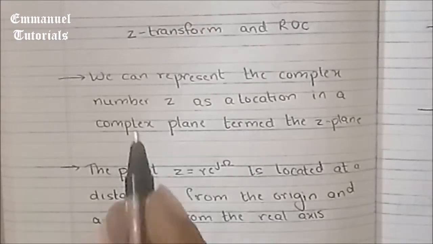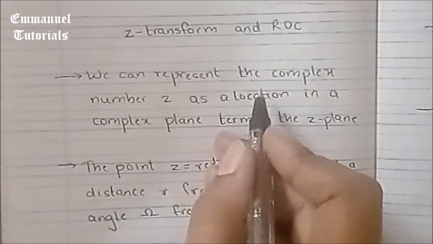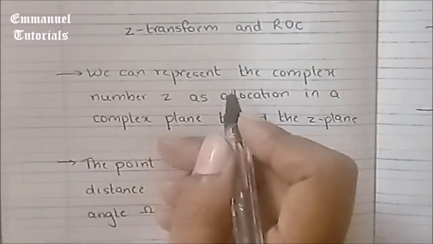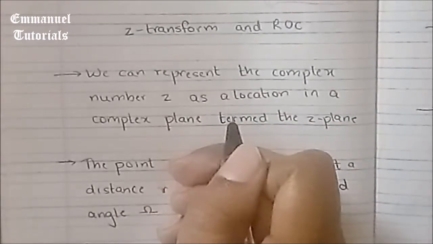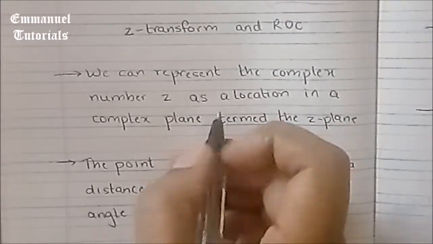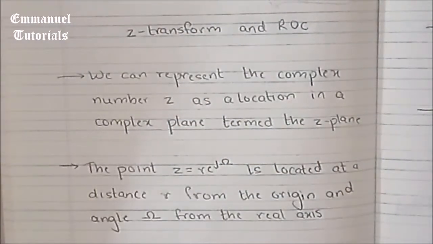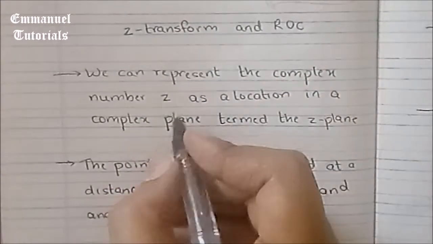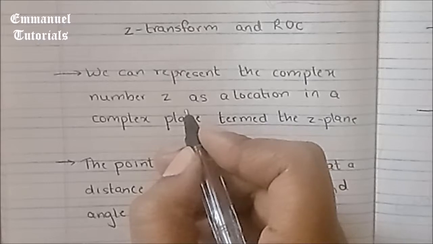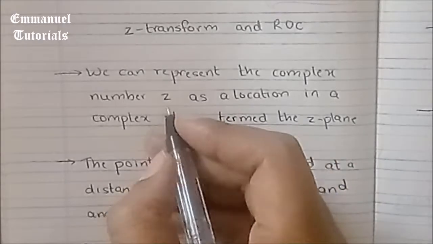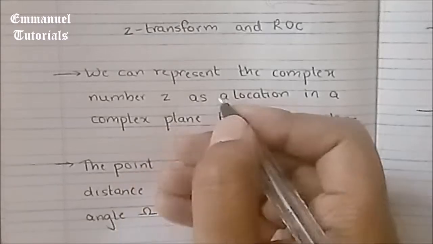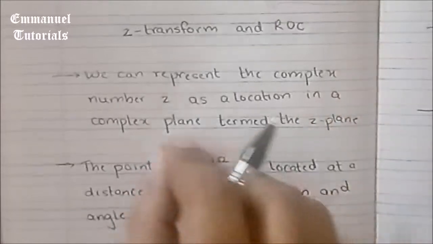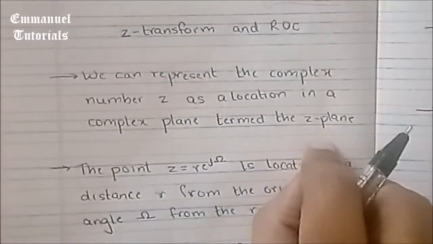We have some points which are related to the Z plane and the ROC, which we'll see one by one. The first point is, we can represent the complex number Z as a location in a complex plane termed the Z plane. So here Z transform is related to Z. Everywhere you will see the complex number Z in all the formulae. So what they are saying is that we can represent this complex number Z, Z is equal to R e raised to j omega, as a location, as a point in the complex plane termed the Z plane.